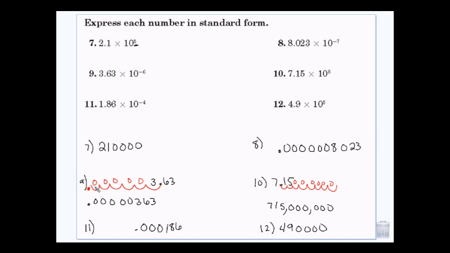Or, like I said, you can use the loopy method. Do you guys want to see a couple more of those?